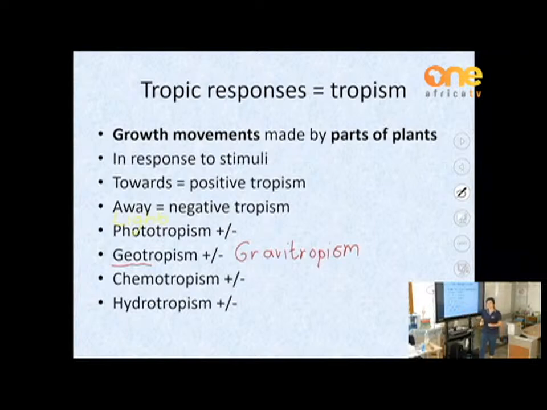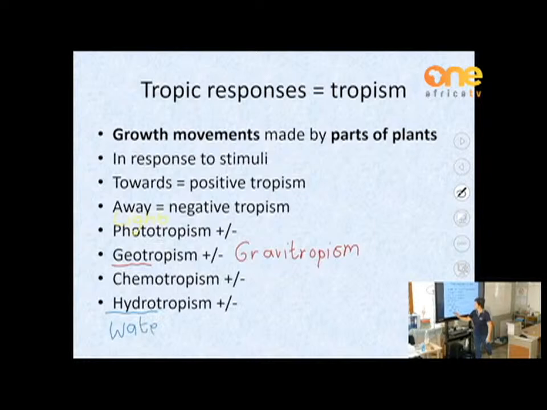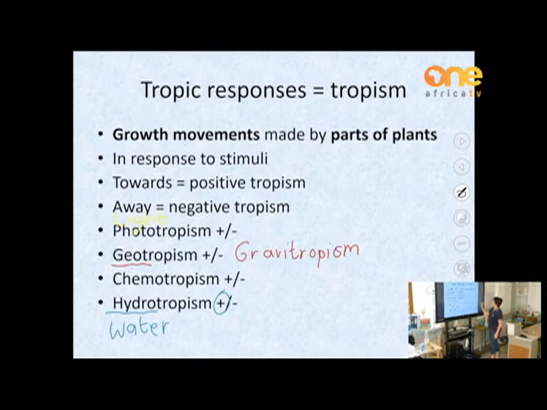Chemotropism is when we have a stimulus of a chemical substance, and the part of a plant is stimulated to either grow in that direction or grow away. Hydrotropism, of course, will be water, and we will also find the roots to be positive hydrotropic and the shoots to be negative hydrotropic.